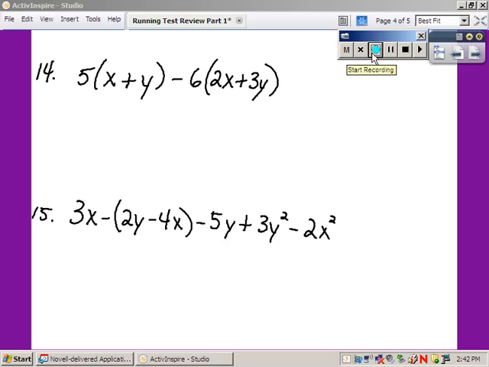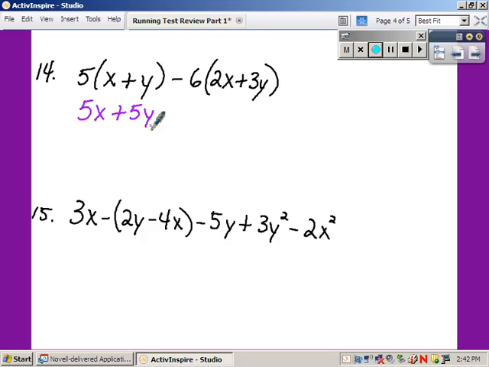Okay, this time we're on to the simplifying expression. So usually you see a lot of distributing, and this one is no exception. We're going to take this 5 and multiply it by each thing in parentheses. And out here, we have a 6, but this negative goes with it. So it's actually negative 6 times these two things. So we end up with negative 12x and negative 18y.